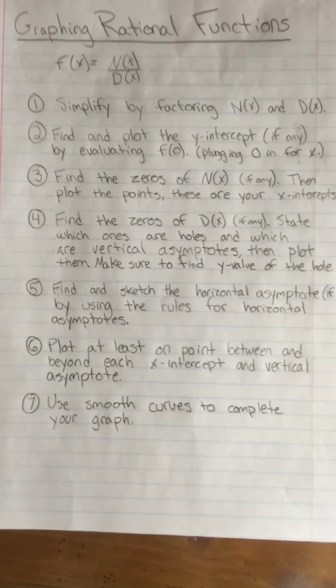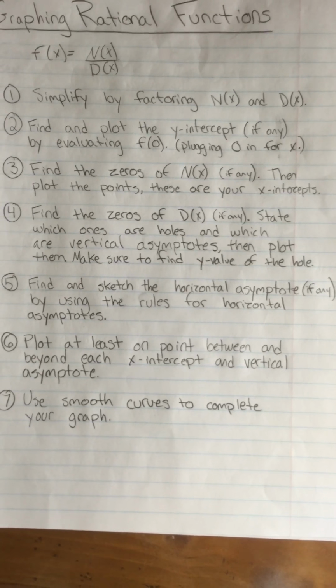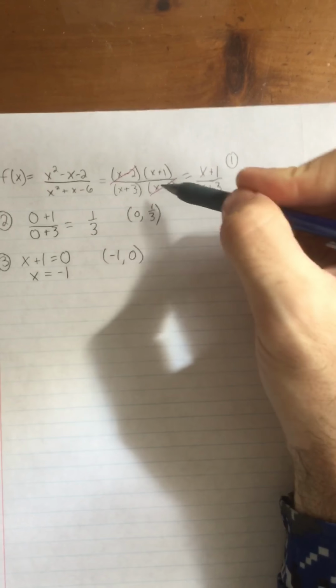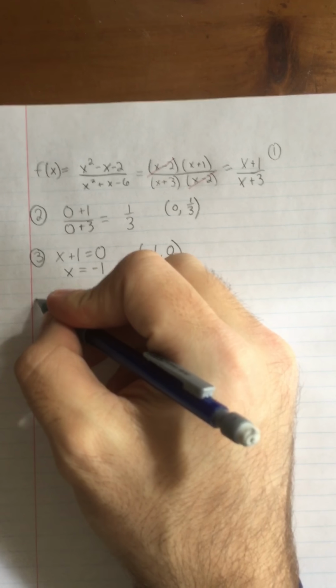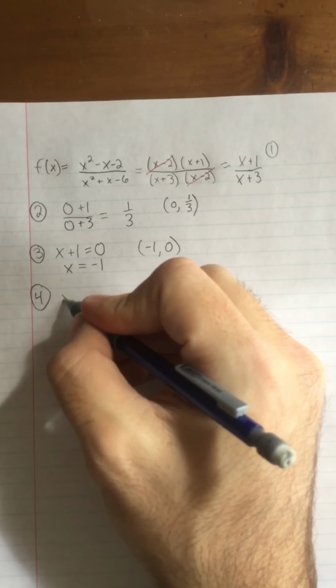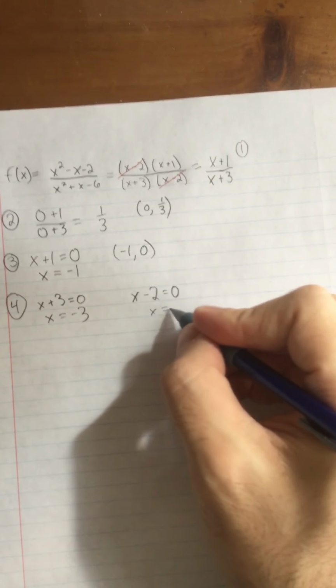Moving forward to step number 4. Find the zeros of the denominator, if there are any, and state which ones are holes and which ones are asymptotes. Okay. So we can see here, we already have this factored. So these two factors here are going to be what helps us figure out where it equals 0. So this is my fourth step. Okay. So I'm going to take that x plus 3 and set it equal to 0. And then I'm also going to take this x minus 2 and set it equal to 0. Okay. Both of these I'm then going to solve for x. X equals negative 3 and x equals 2.